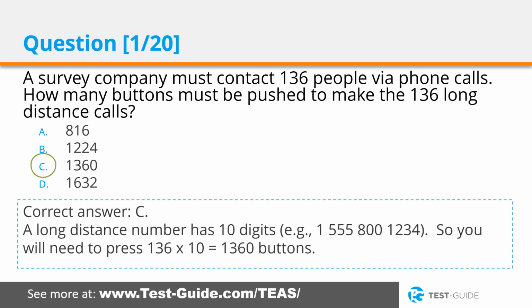Correct answer C. A long-distance number has 10 digits. For example, 1, 555, 800, 1234. So you'll need to press 136 times 10 equals 1360 buttons.